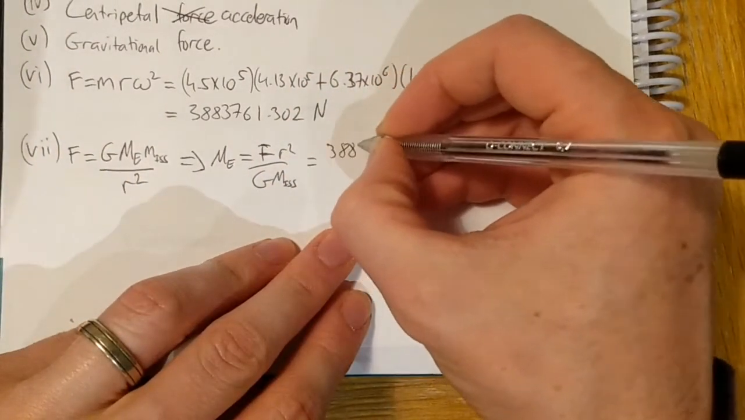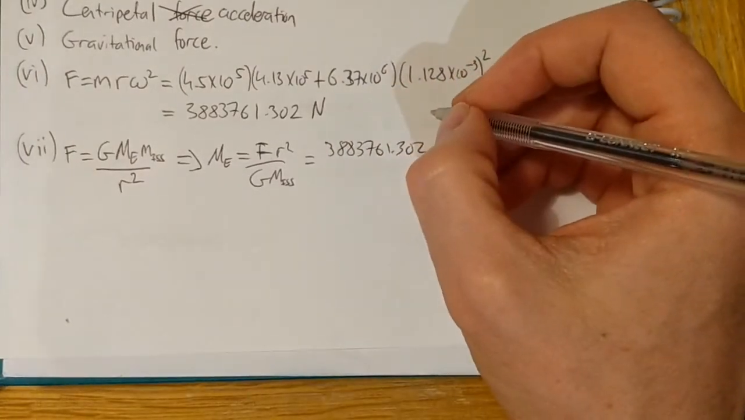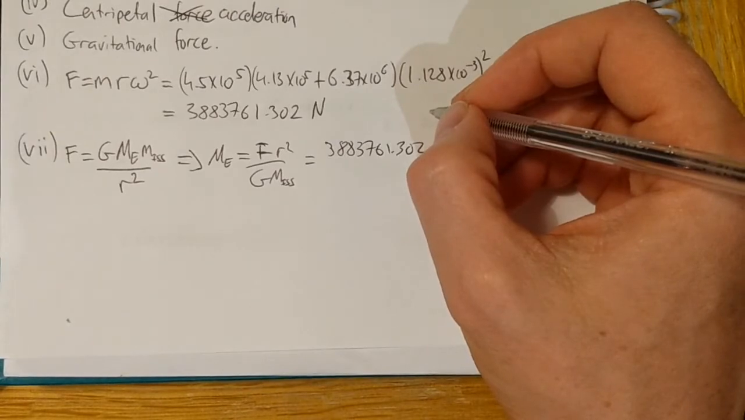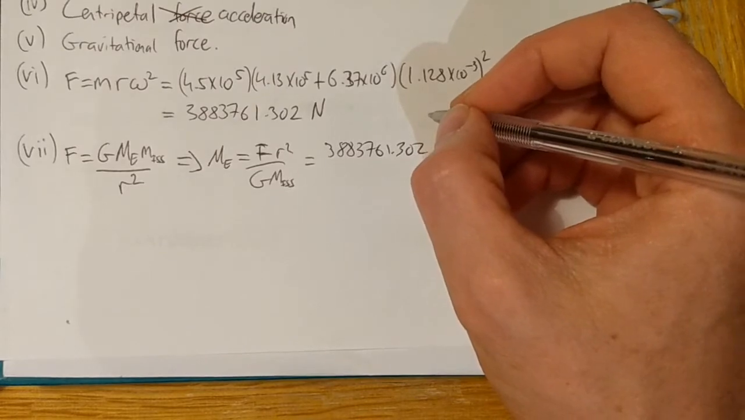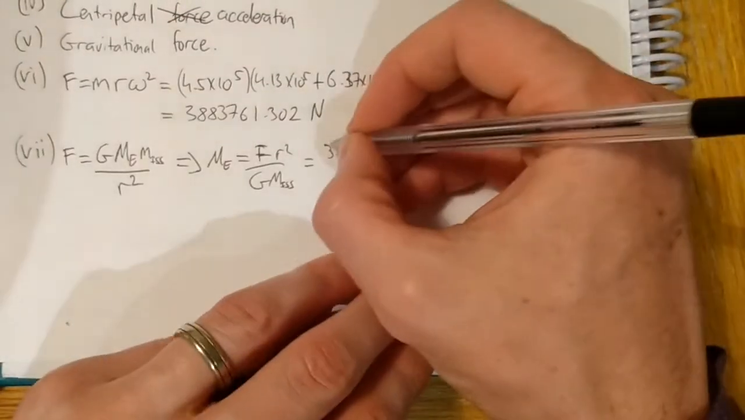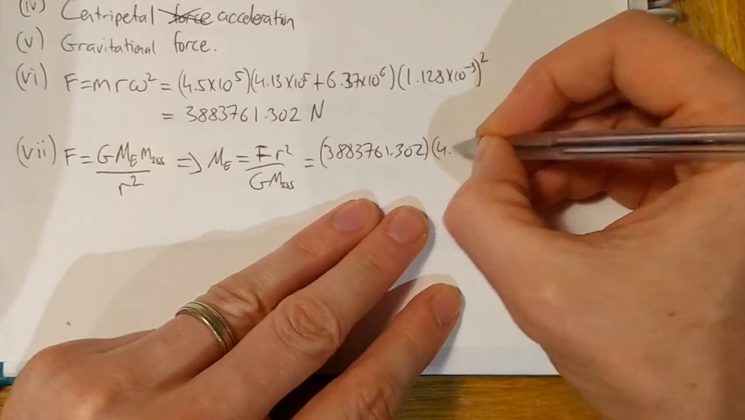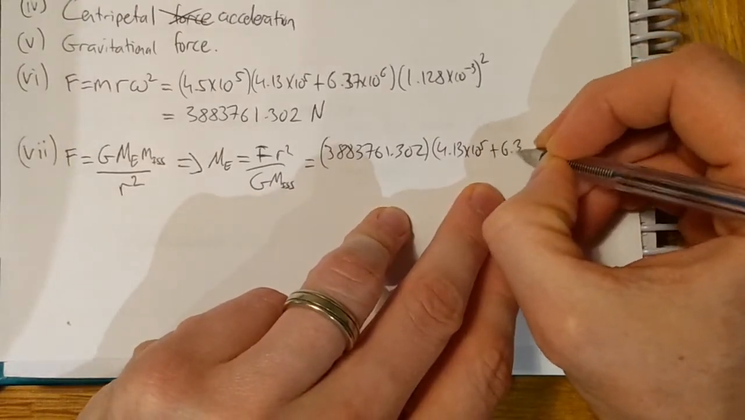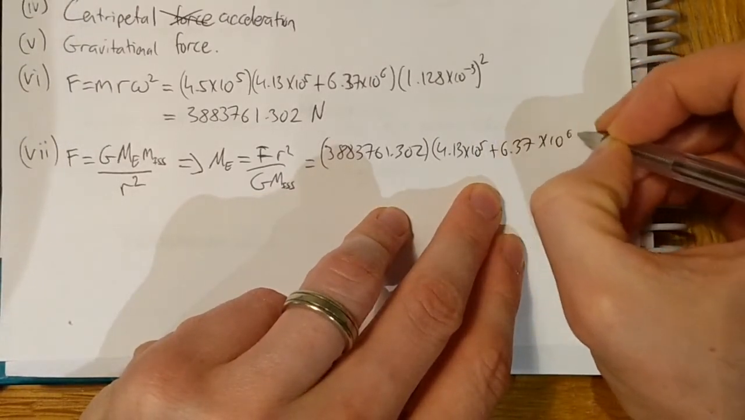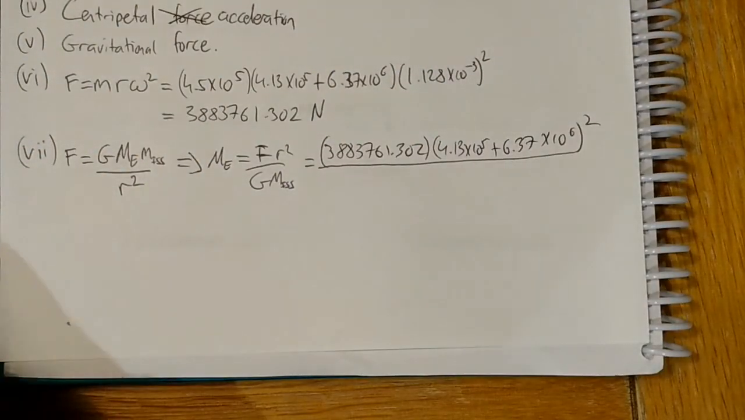Okay, so there's my answer, I just got that: 388,376.1302 newtons. I need to find big G. The radius, I've been working with it a few times already. It's the radius to the center of the Earth, 6.37 by 10 to the 6. That's got to be squared in a second. Now, work for me, Google.